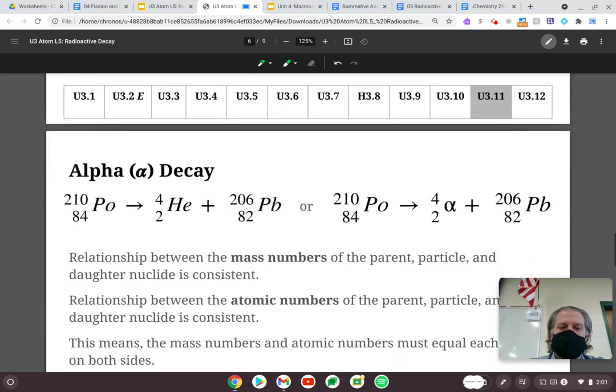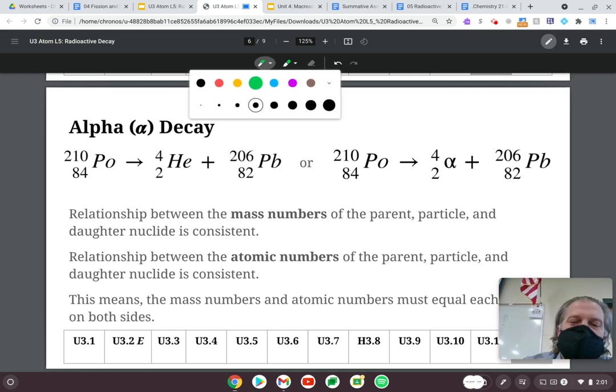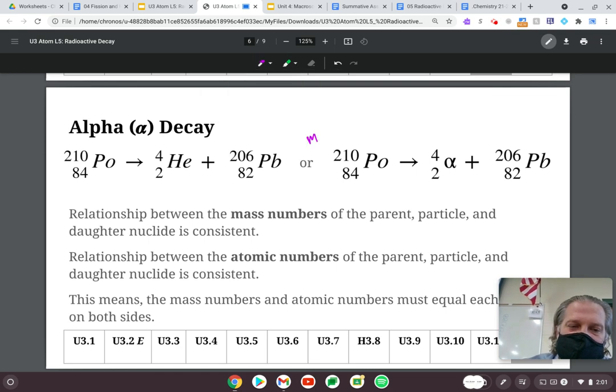Now, alpha decay, equation speaking, the rules are still the same. It means that we still have to keep track of the value of the mass number. And since these are both the same formulas, I'm just going to write on the one that's a little bit less crowded. So mass number here is 210. So that means 4 plus 206 is equal to 210.